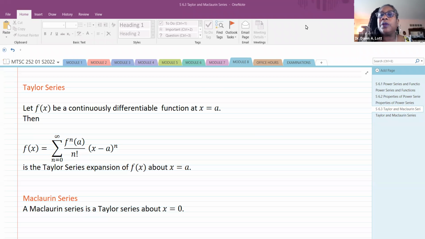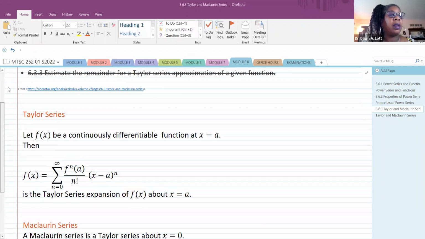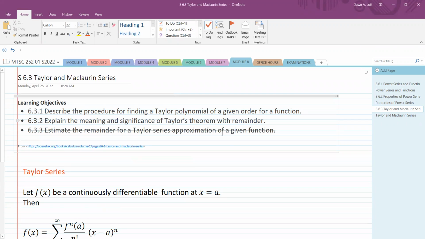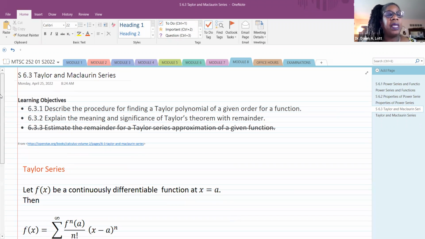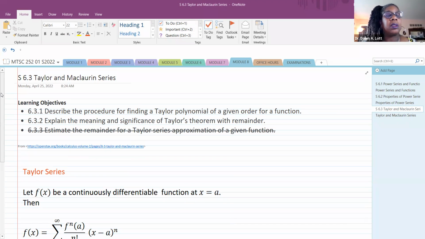Good afternoon, everyone. Okay, so we're at the last section of the last module in the last week of the course. Wow, we are just about done with all the material that you need to learn from Calculus 2. This section is on Taylor and Maclaurin series, and it picks up from us learning about power series in the last two sections.